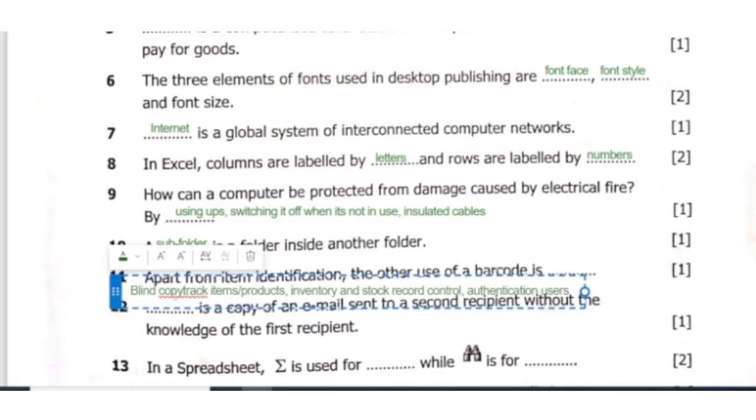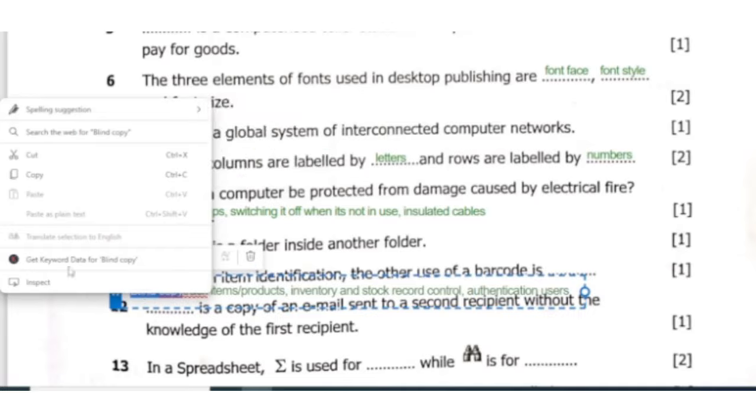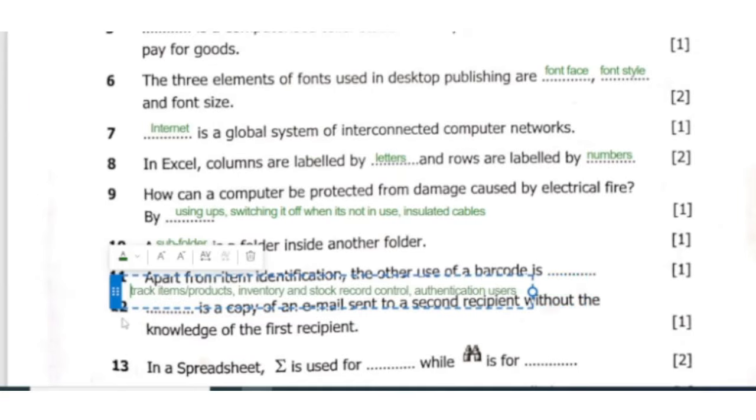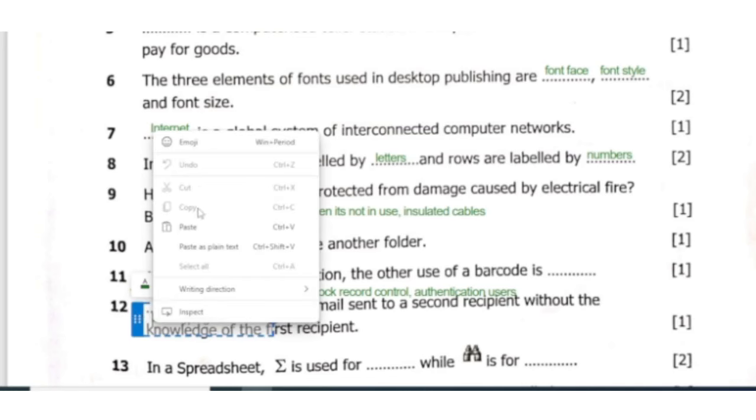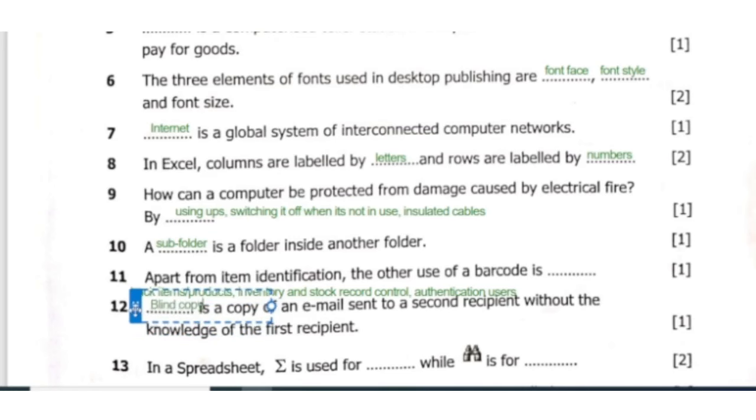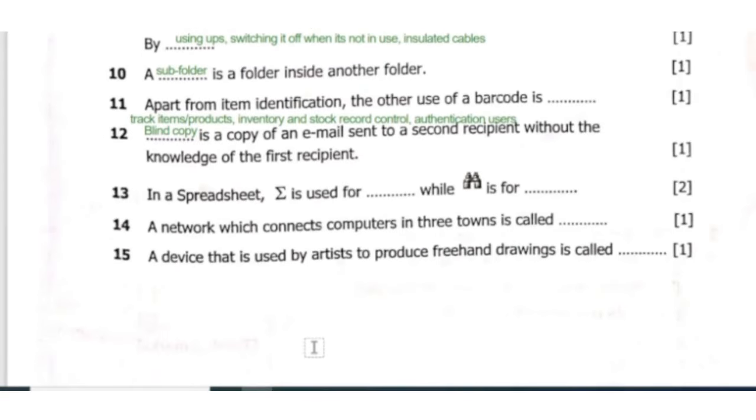What has happened? Okay, let me just see. It's called blind copy. Sorry for that. It's called blind copy. So a blind copy is a copy of an email sent to a second person without the knowledge of the first recipient. Okay, we go to question 13.